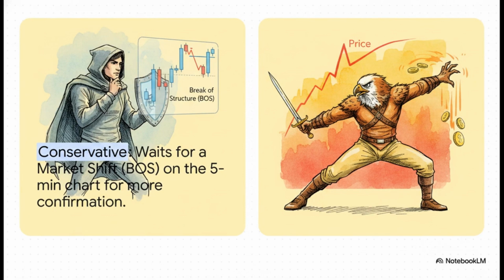Now, once you're there, you basically have two ways to get in. There's the conservative entry, where you wait for the market to actually show its hand and break structure on the 5-minute chart. It gives you more confirmation, but sometimes you miss the trade. Then there's the aggressive entry, where you get in right after a big sweep of liquidity. It's less confirmation, but you often get a much better price.